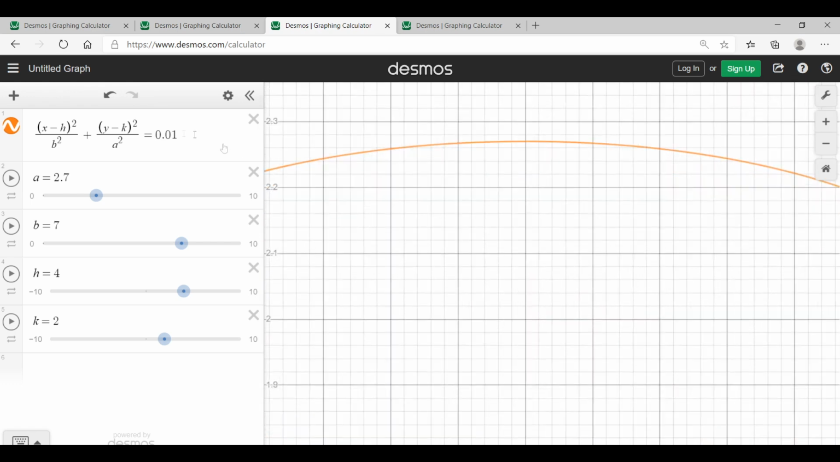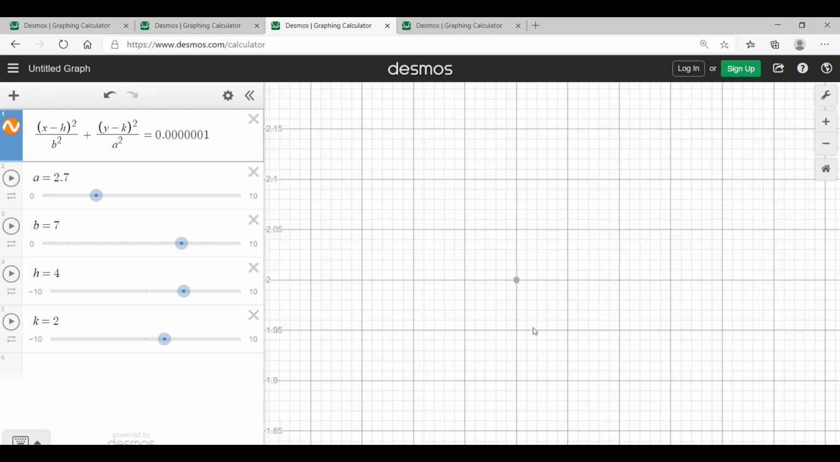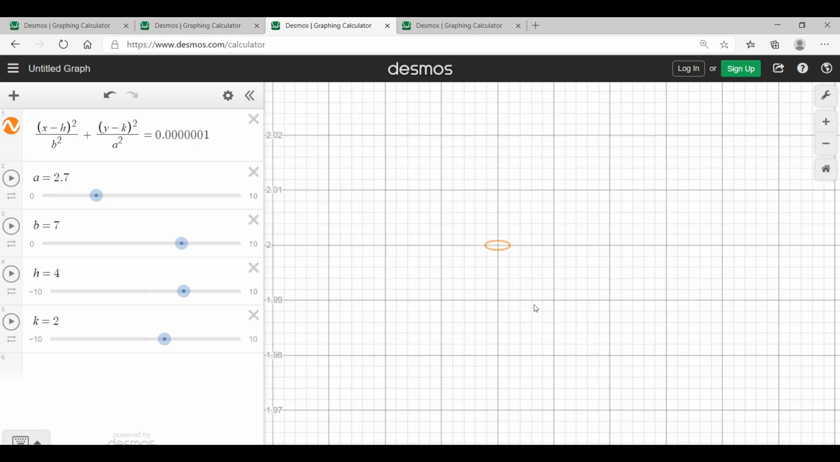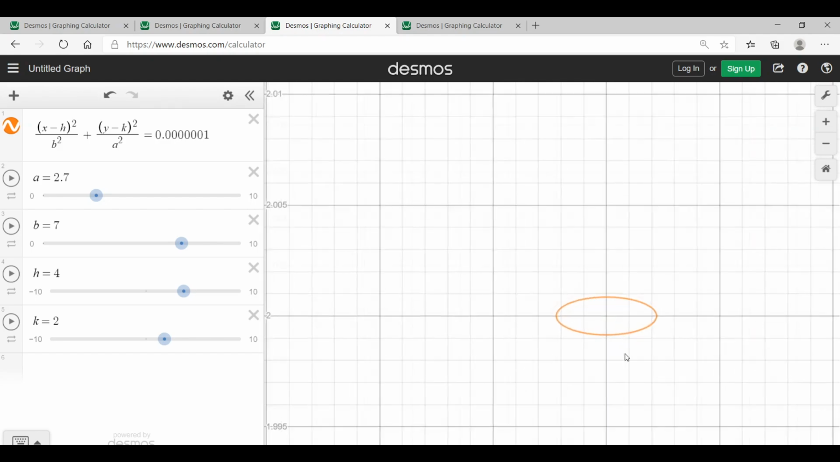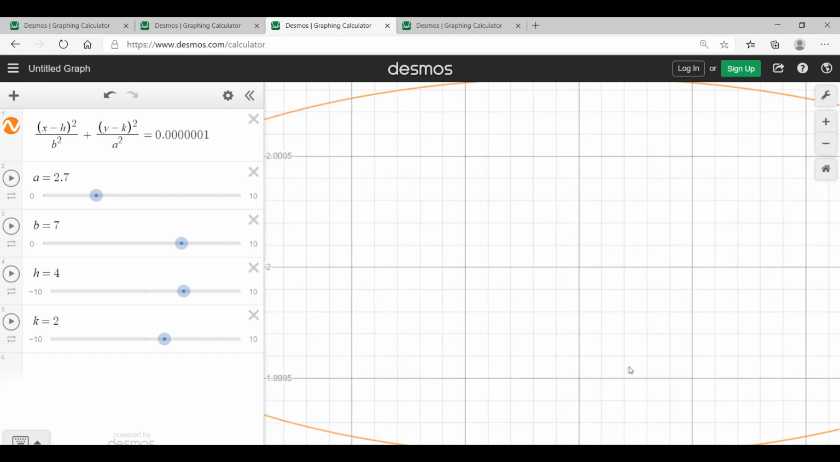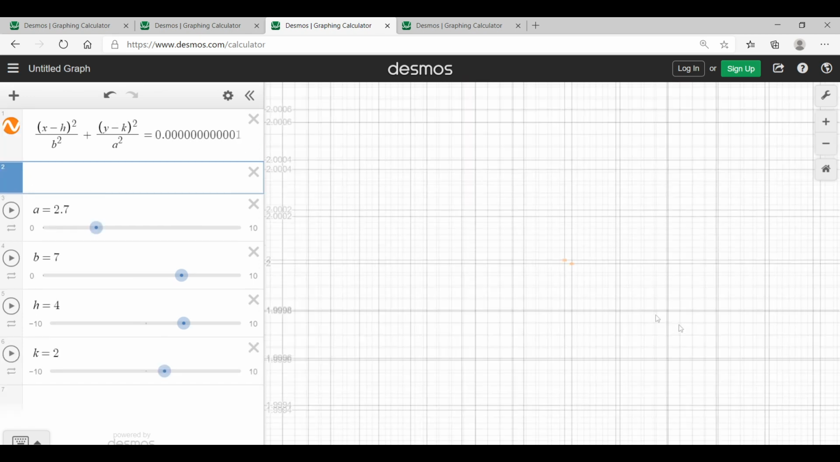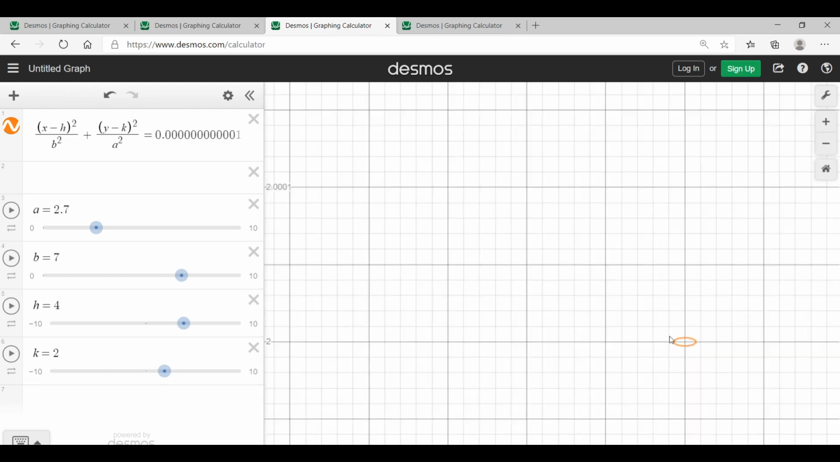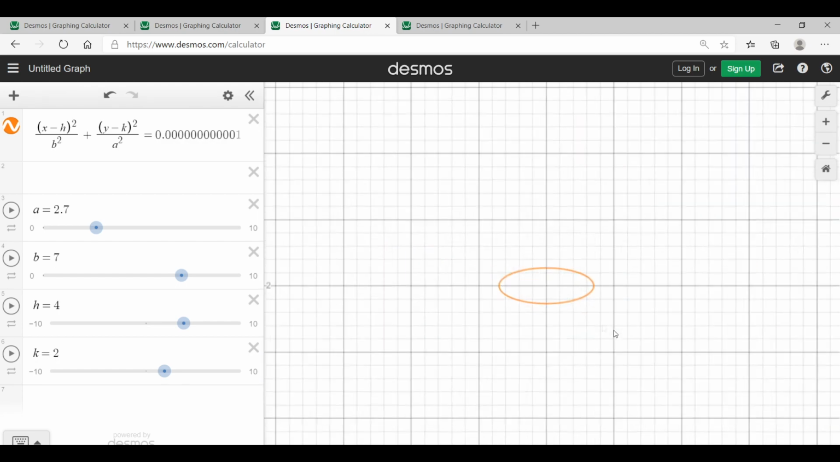If I make it like 0.01, 0.001, then it's becoming smaller. Okay, it's almost a point, but actually that is still an ellipse. Yeah, this time a very small ellipse. I don't know if I can make it 0 directly this time. Let's have it more. Okay, it's really small this time. There exists an ellipse.